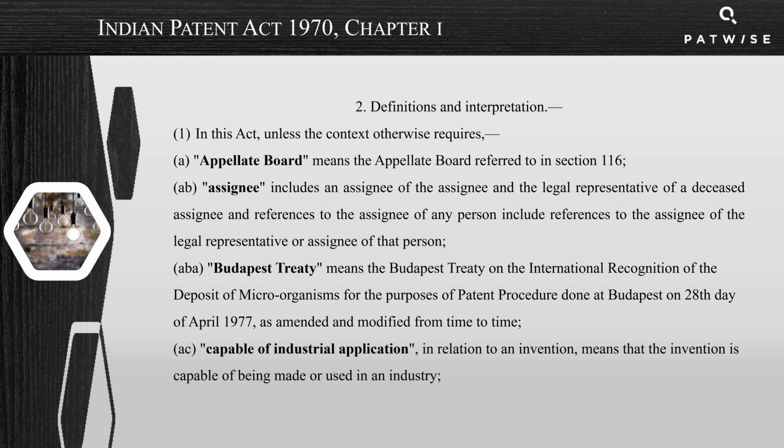Section 2 of Chapter 1 talks about the definitions and interpretations that are required in order to interpret the further subsections and sections of this Act. This section defines the following: appellate board, what an assignee is, what is a Budapest Treaty, what is capable of industrial application. Capable of industrial application is defined, in relation to an invention, as meaning that the invention is capable of being made or used in an industry.